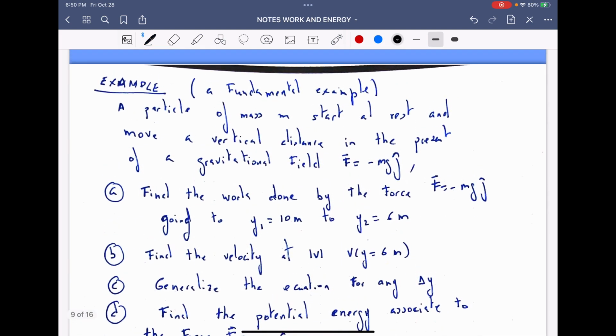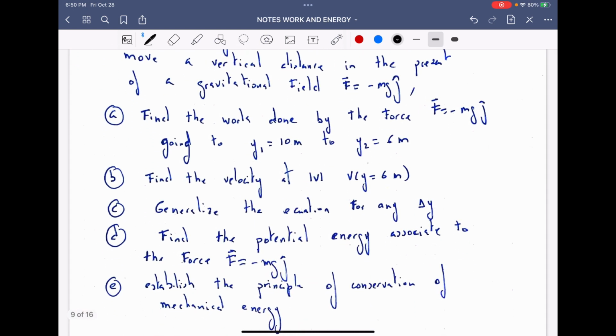Hello. This is an example from work and energy. It says a particle of mass m starts at rest and moves a vertical distance in a gravitational field F equals minus mg. And then we have the questions. A: find the work done by the force F equals minus mg going from y1 equals 10 m to y2 equals 6 m.